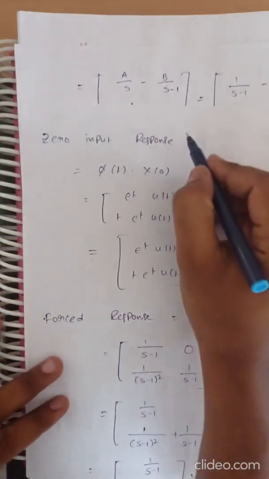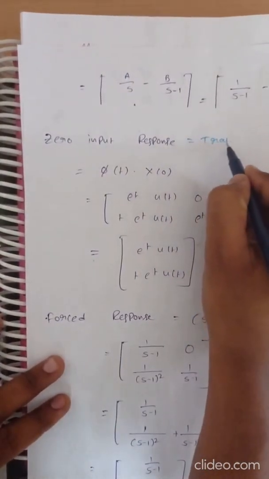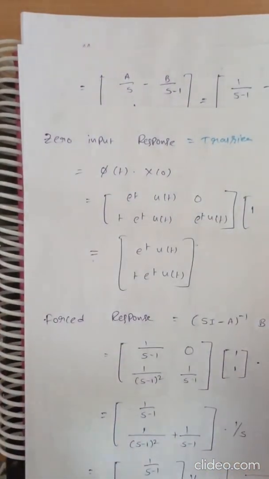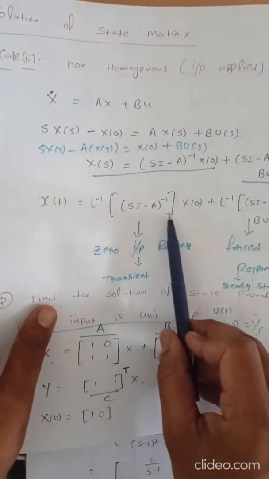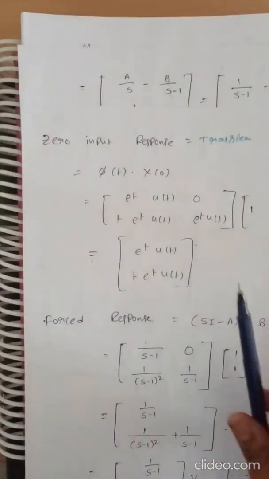This is the zero input response, also you can call it as the transient response. What is the transient response? L inverse of si minus a whole inverse, that is nothing but pi of t into x of 0.